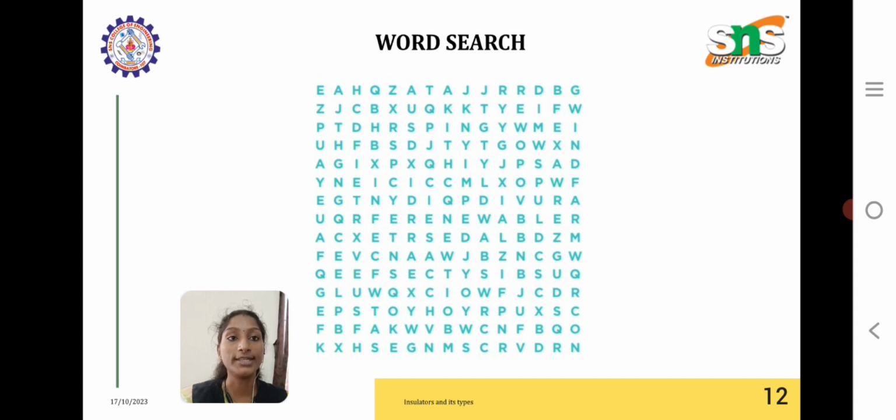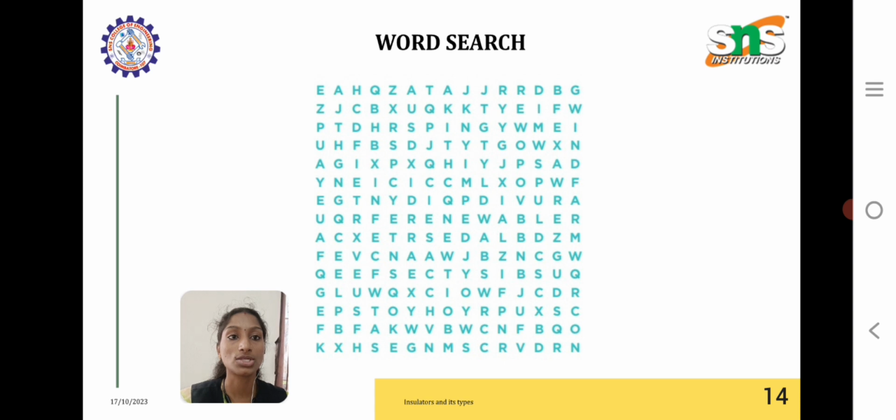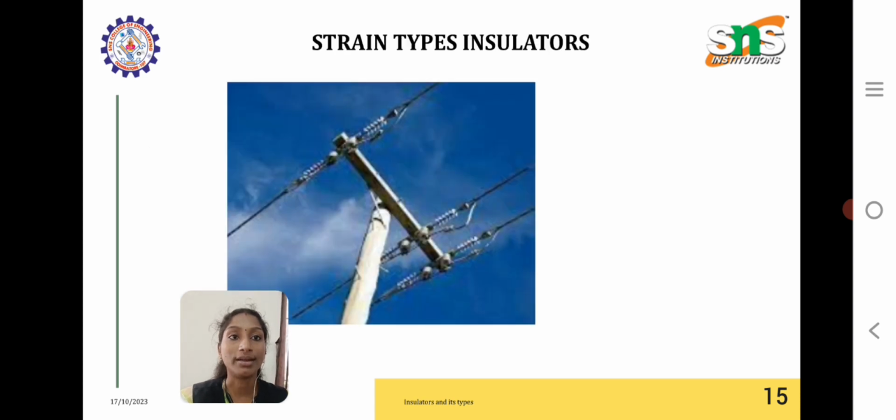Okay, we will have a short word search puzzle. Can you find any electrical terms in this box? Let me tell you, we have seven words in this box: renewable, turbine, wind, spin, blades, generator and energy. And in the last column we have wind farm. Like that we have some technical words. This is just for relaxation.